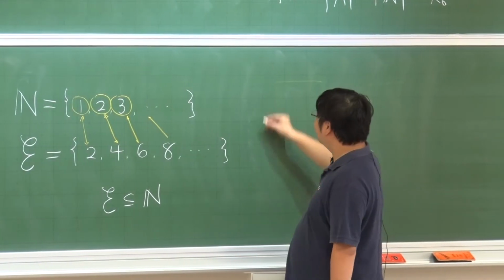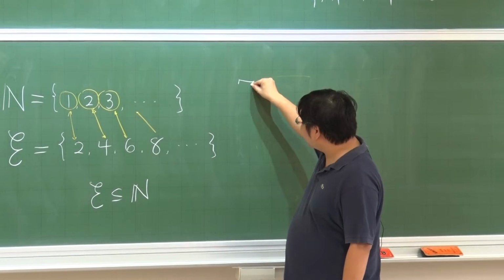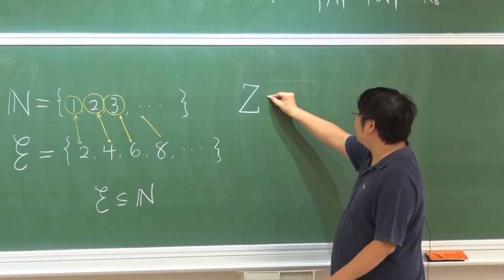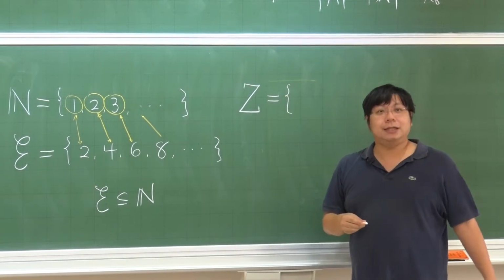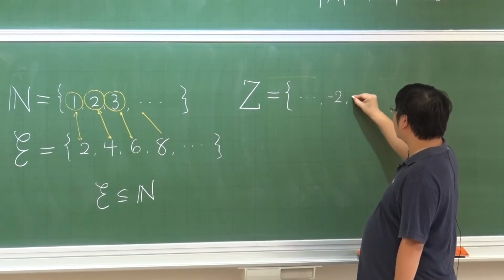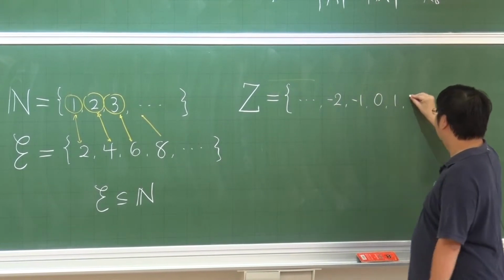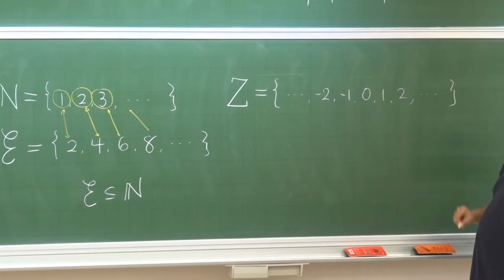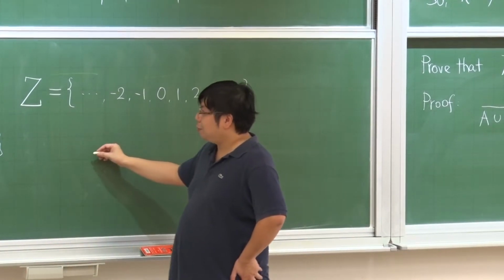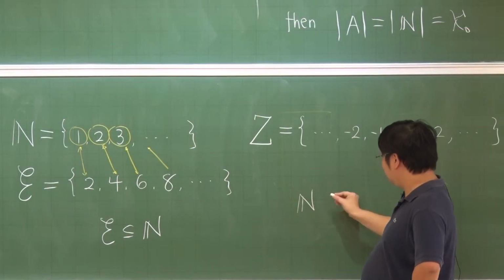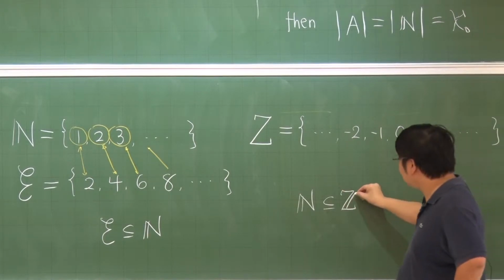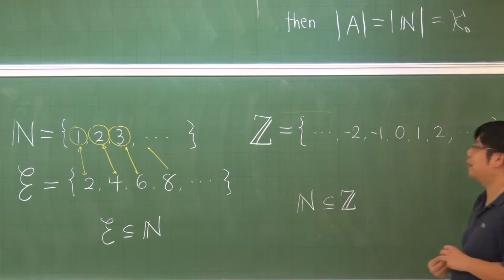Now let's look at another example. This time it is a more difficult set. The set Z is usually used to represent integers, positive or negative. So it contains -2, -1, 0, 1, 2. You will see that the natural numbers N are a subset of this set.